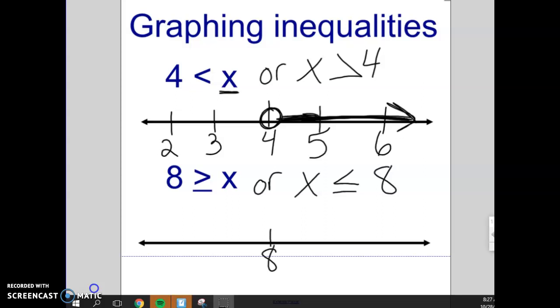Now 8 goes in the middle. Numbers that are to the right are bigger, numbers to the left are smaller. And this time it's equal to 8. So 8 is in our answer. So we fill this circle in, and then we shade it to the smaller side. What's smaller or less than 8? Well, all these numbers right here, like 7.9, 7.8, 7.7, they're all smaller than 8. And then obviously 7 and 6 and 5 and so on. So we shade this in and we put an arrow on it going to the left. Okay?